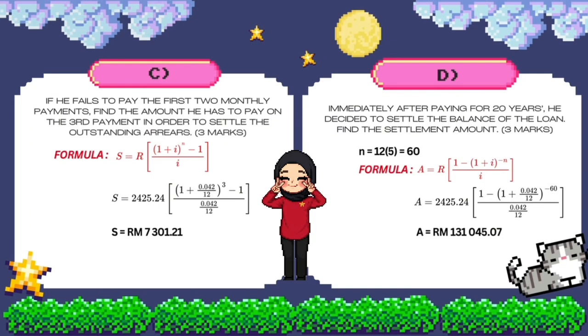Lastly, question D. For N, we use 12 times 5. We get the 5 from the remaining years after he has paid for 20 years, which is 25 minus 20. So we get 60 for our N. The formula we use is A equals R times (1 minus (1 plus i) to the power of negative n) over i. After inserting the information again, the final answer we get is 131,045 ringgit and 7 cents.